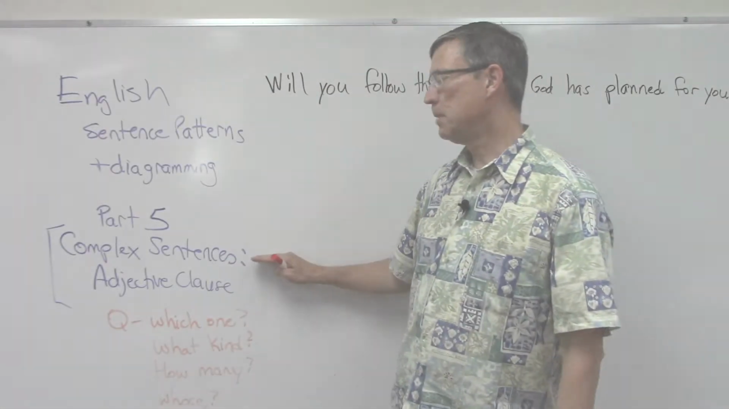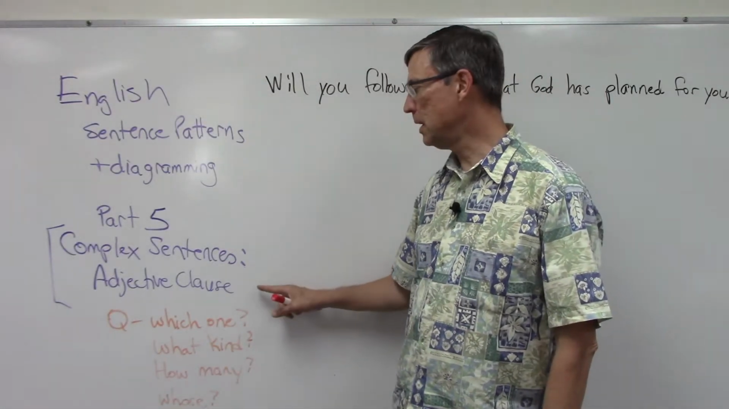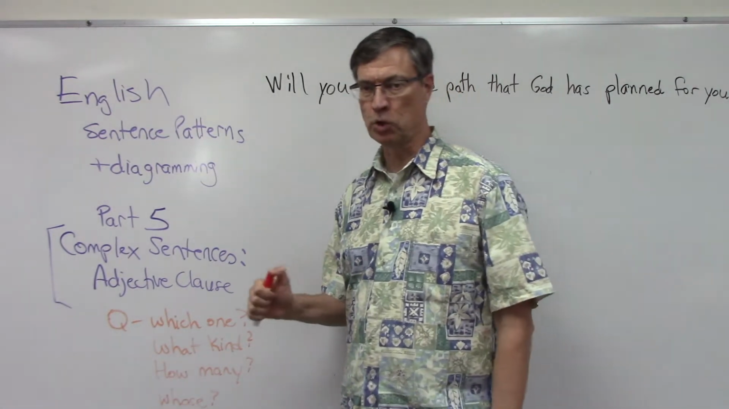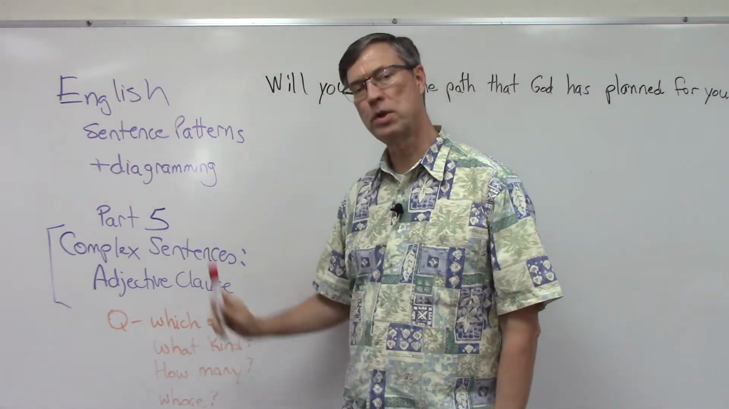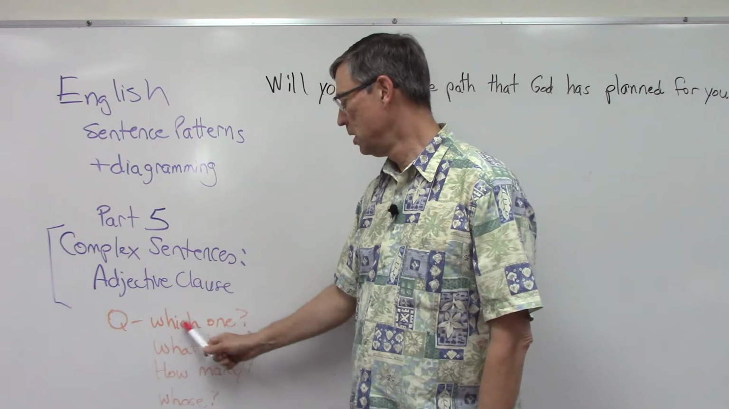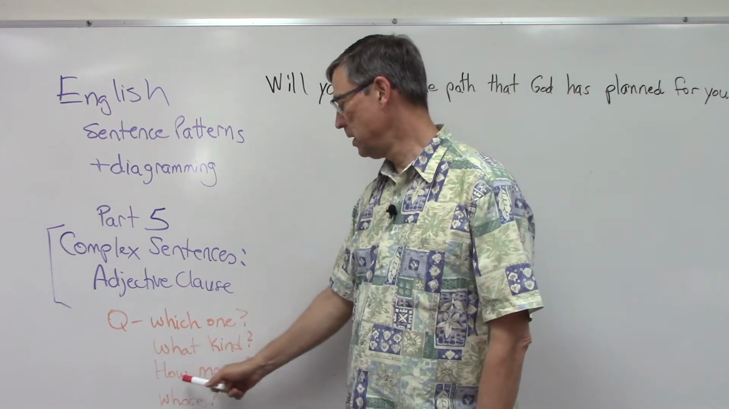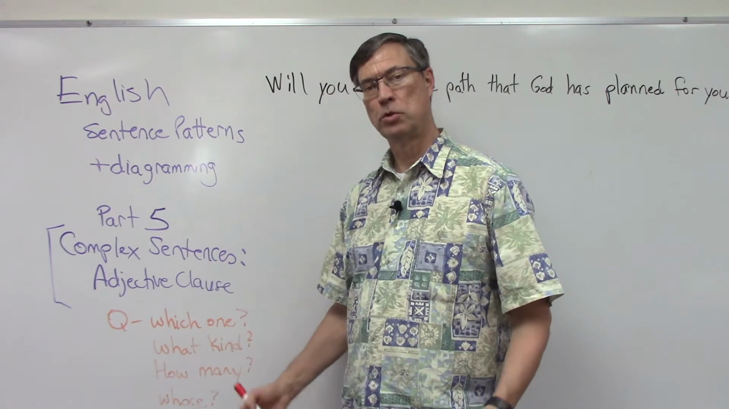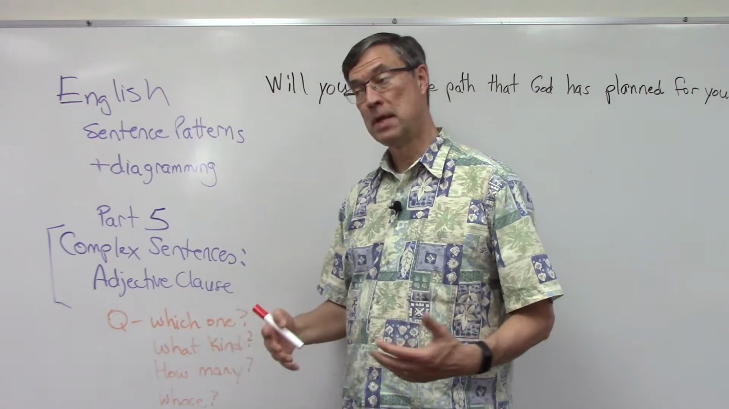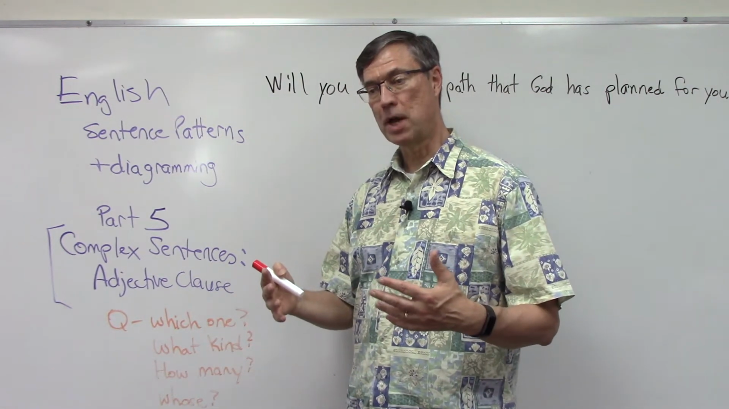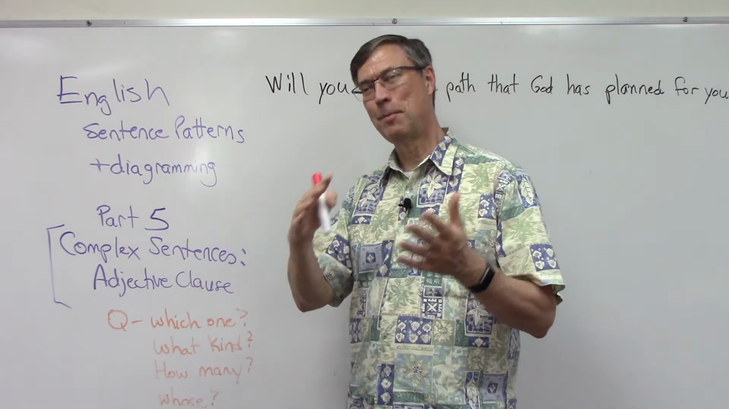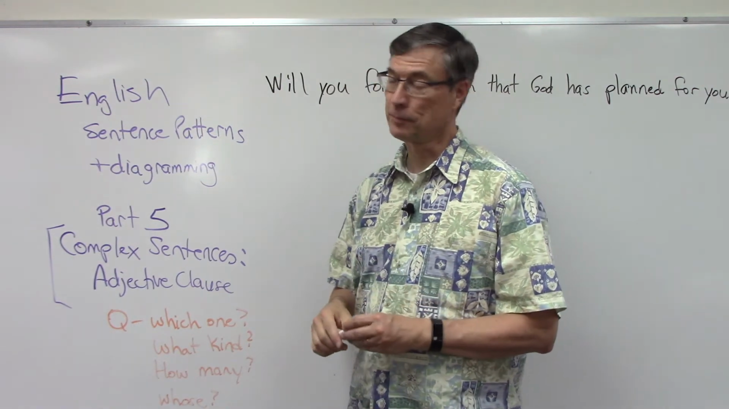Let's talk about another type of complex sentence. That's one that has an adjective clause in it. And remember what questions adjectives answer: which one, what kind, how many, whose. So it's always describing a noun. When we graph it, diagram it, it will come off of the noun.